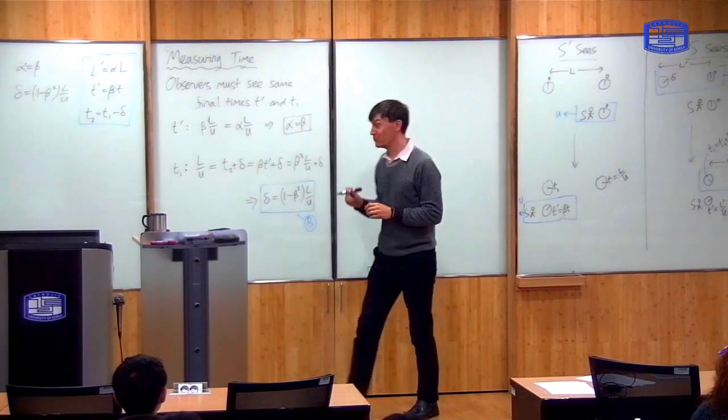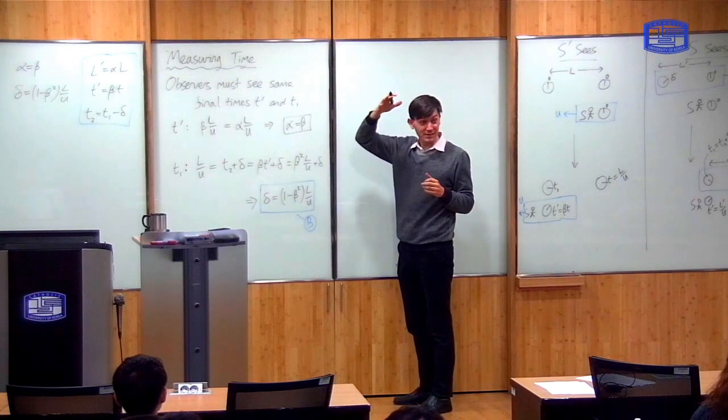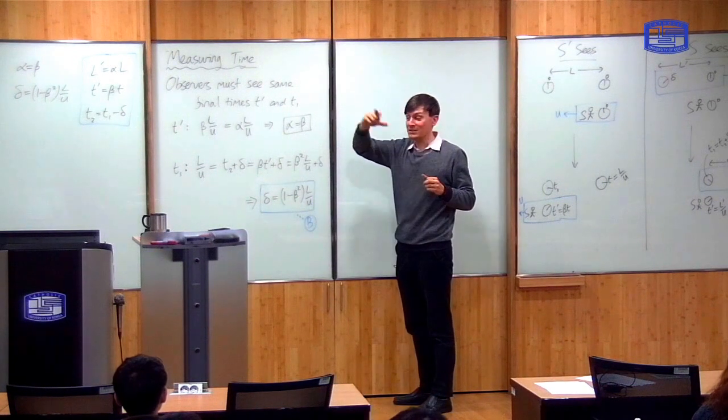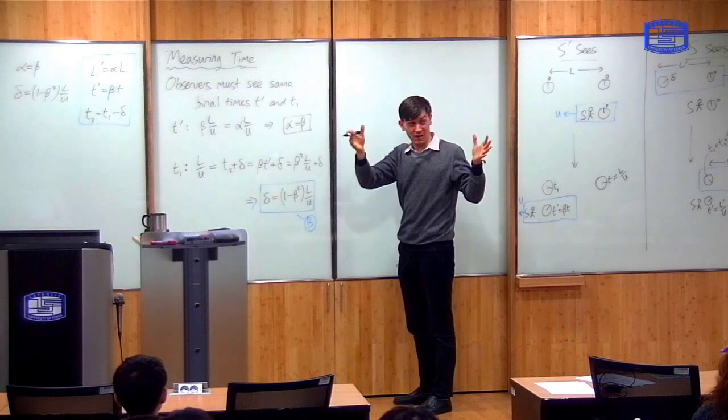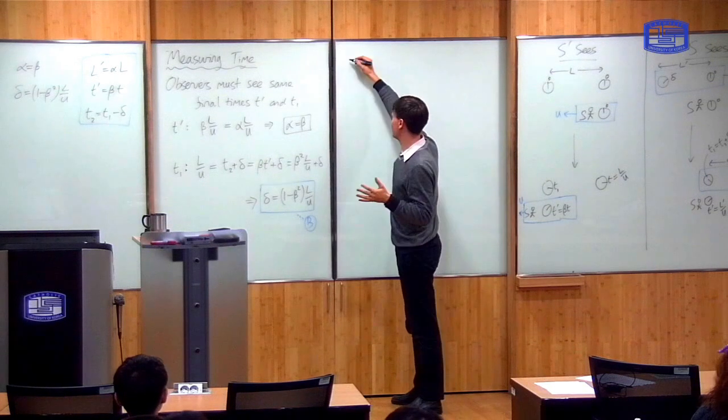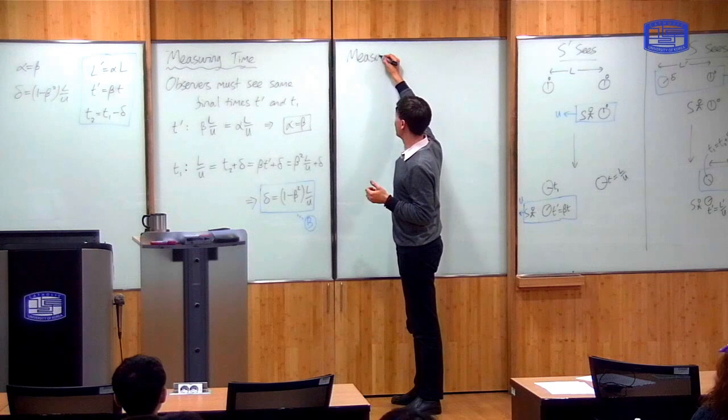So the final experiment we're going to do is measuring the speed of light. Because the final thing we need to be true is that both observers agree on the speed of light. That's the postulate of special relativity. So, measuring the speed of light.